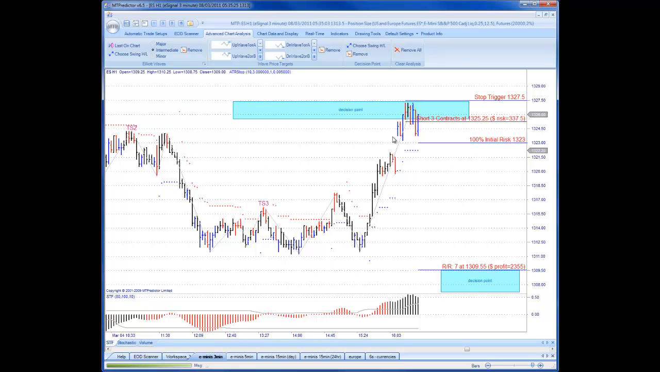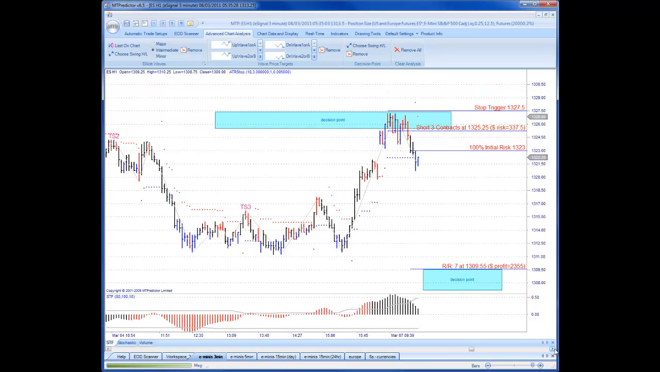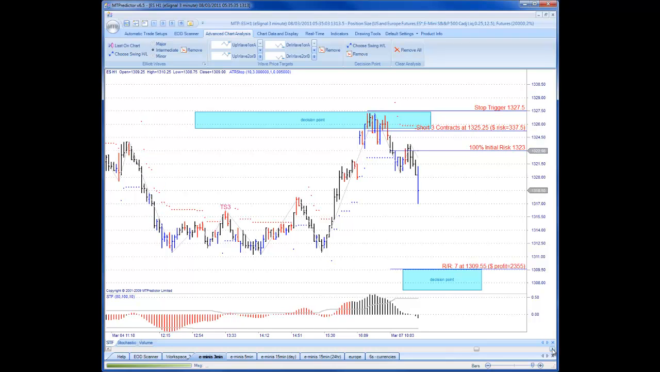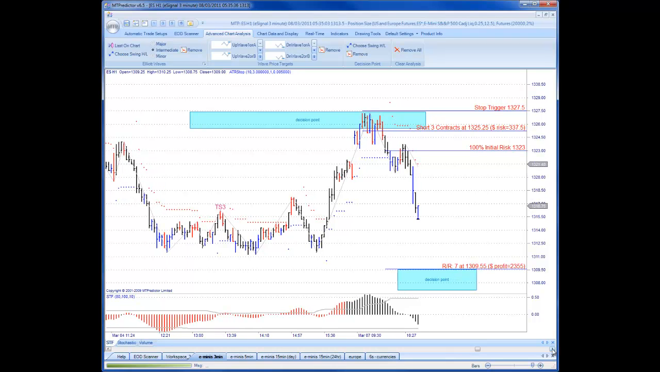As you can see, the market took us into a short position here, and then the market started to climb down nicely. Now what was the nice thing is there were several MTPredictor users in the webinar yesterday who actually took this very trade. So it's good to see MTPredictor customers learning how to use the software and as such taking good trades.